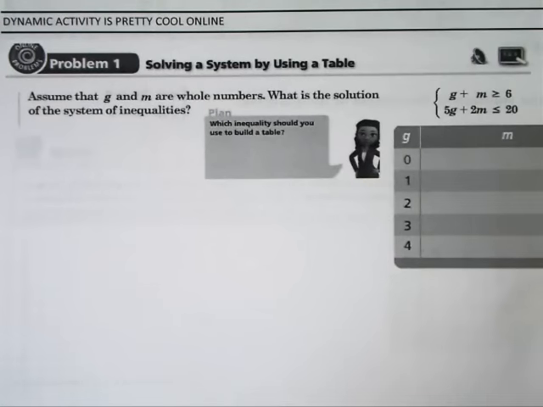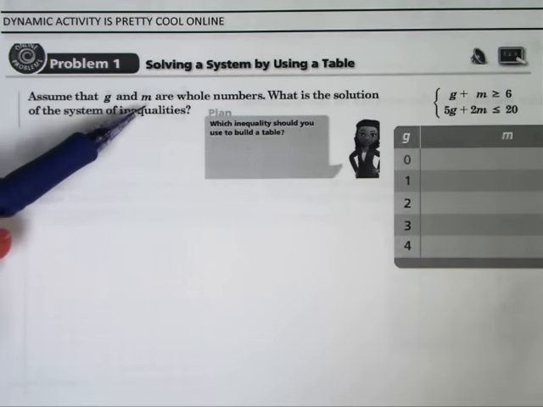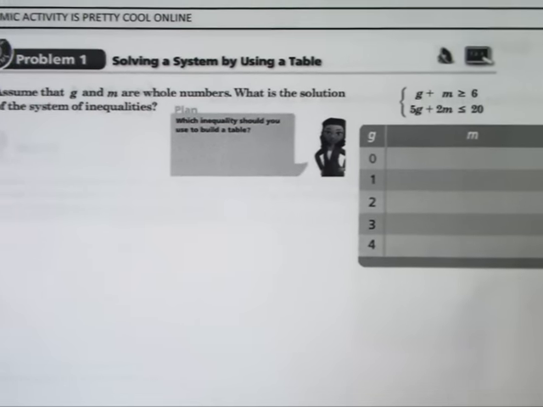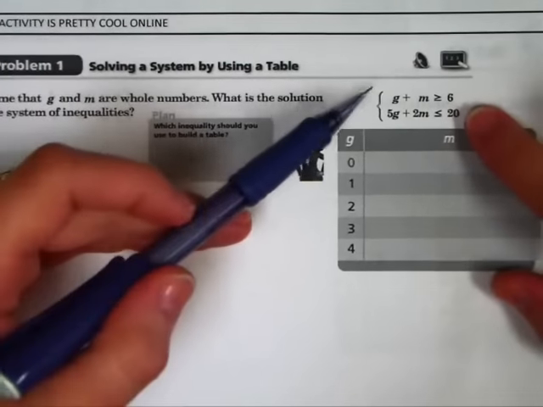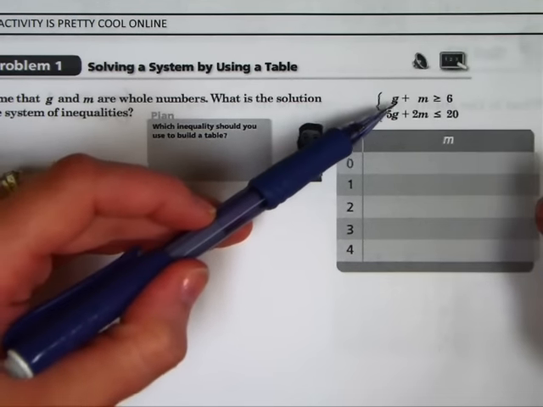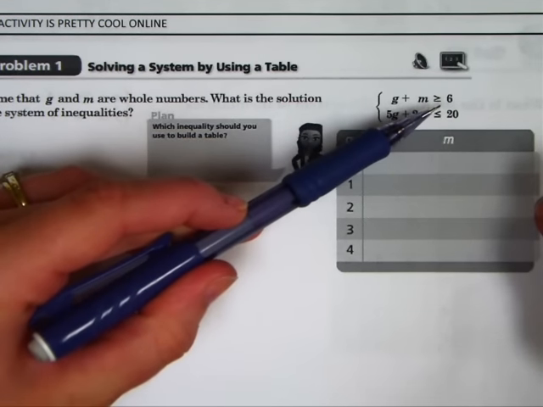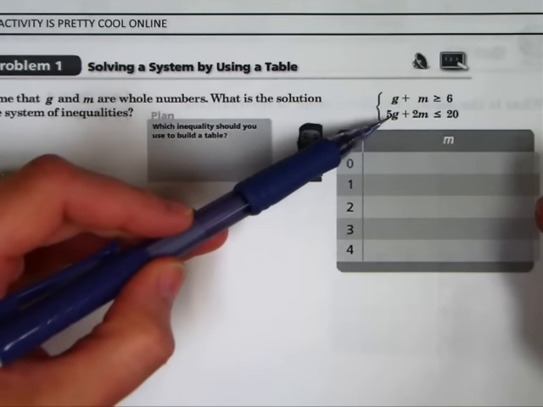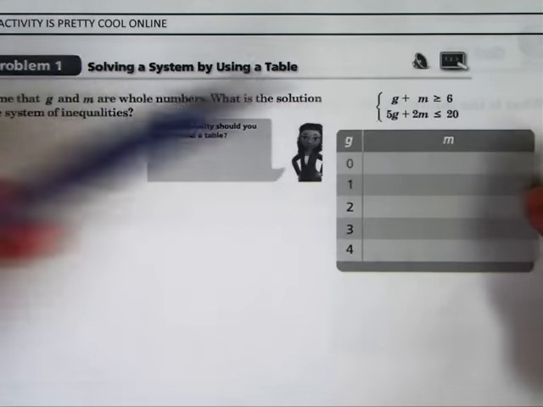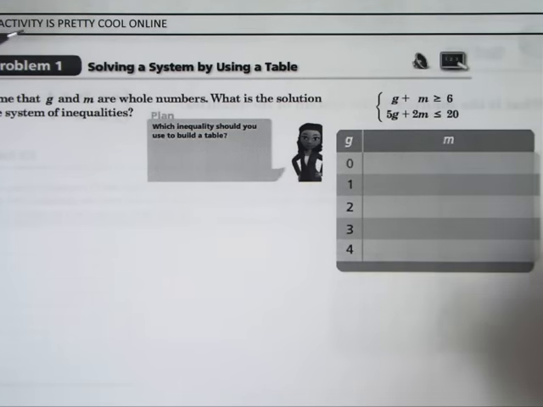Problem 1. Assume that G and M are whole numbers. What is the solution of the system of inequalities? Now you need to look on the side, and they have given us the two different formulas that they want us to use. G plus M has to be greater than or equal to 6. 5 times G plus 2 times M has to be less than or equal to 20. So those are our limitations.